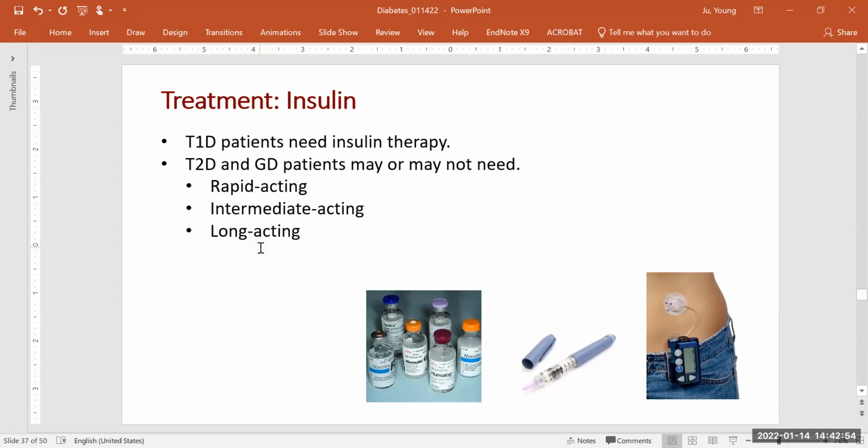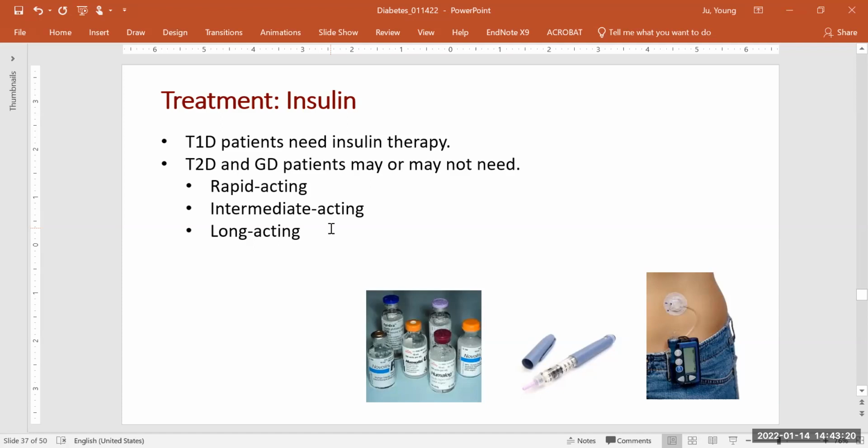Depending on the patient's needs, doctors may prescribe a mixture of insulin types to use throughout the day. For example, long-acting insulin in the morning and then rapid-acting insulin at mealtime. The dose of insulin is calculated based on glucose level and also body weight.